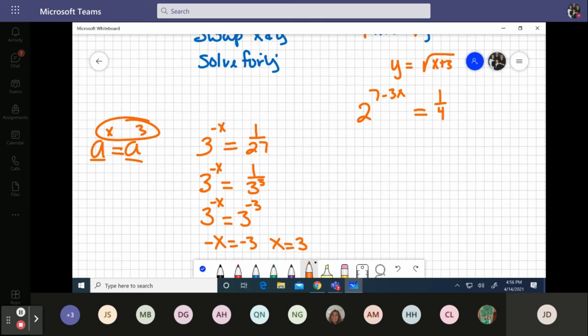Kind of almost the same step. My base is 2. How can I write 1/4 as a 2?